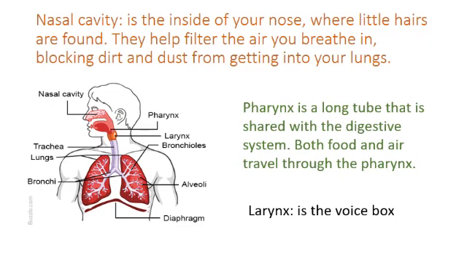Pharynx is a long tube that is shared with the digestive system. So pharynx is shared between the digestive system and the respiratory system. So by this, food and air can travel through the pharynx. What is the larynx? Larynx is the voice box.